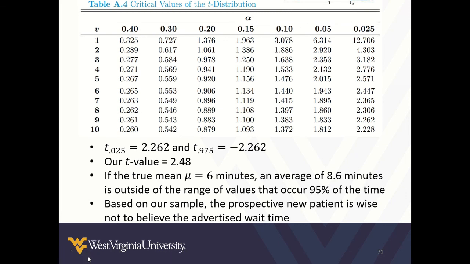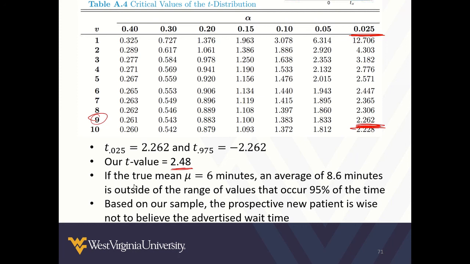And so again, our t value is 2.48, and we are going to try to find our t of 0.025. So here's the 0.025. Our degrees of freedom are 9. And so our bound of interest is 2.262, and we have that as both positive and negative. So our bounds of interest are 2.262, and on the other end is negative 2.262.